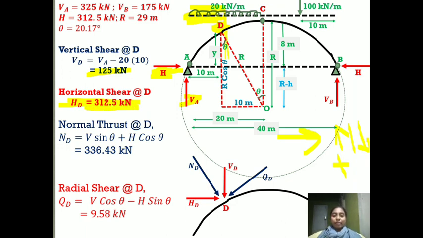Now we will apply our formula. Normal thrust at D is ND equal to V sin theta plus H cos theta. It is 336.43 kilonewton. And the radial shear at D is equal to V cos theta minus H sin theta. Substituting, we get 9.58 kilonewton. So in the diagram you can see the horizontal shear at D, vertical shear at D, the normal thrust at D and the radial shear at D.